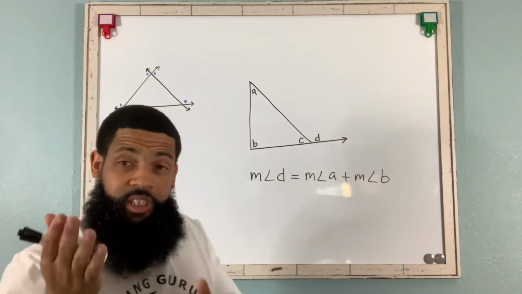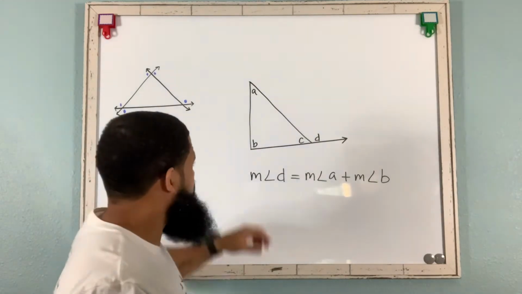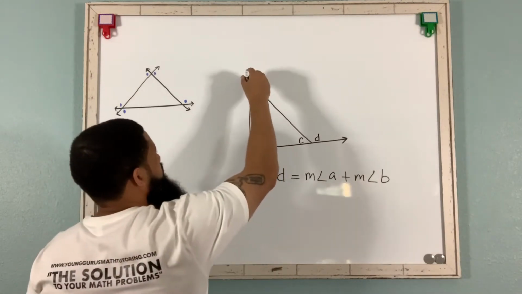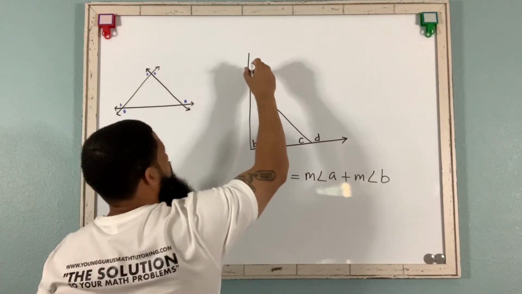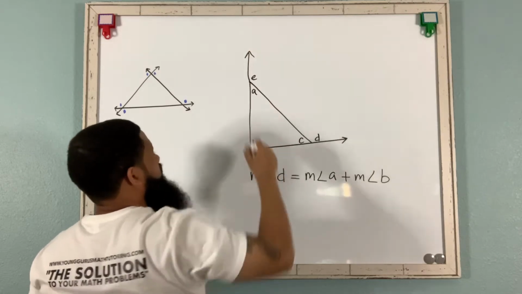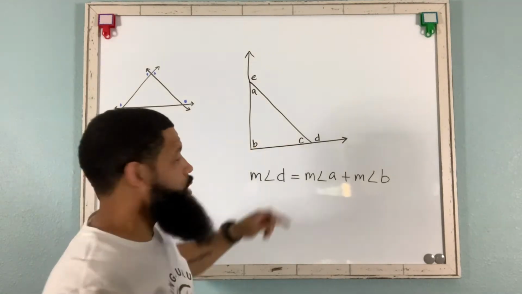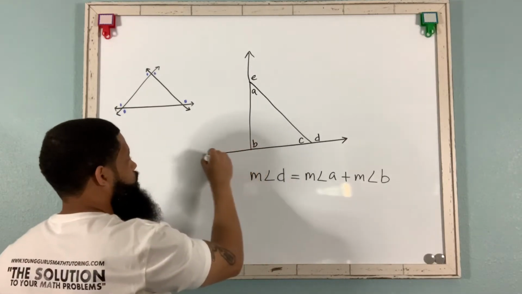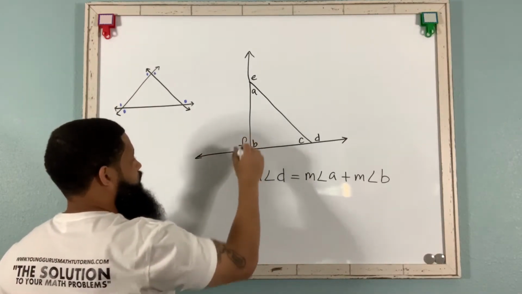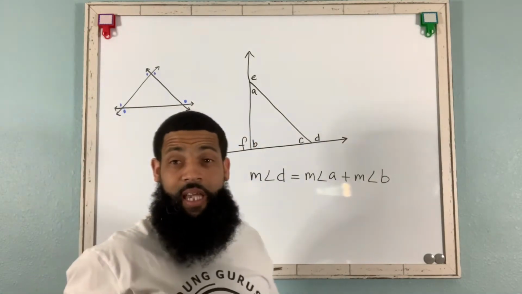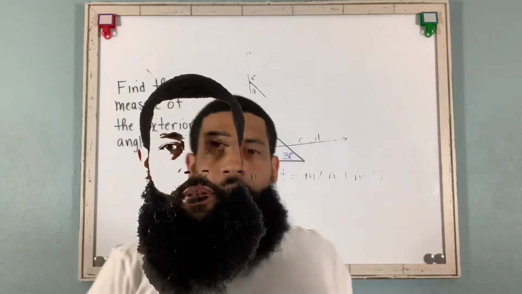Adjacent angles share a side. So anytime you have an exterior angle, if I was to draw this angle here, and let's say this was angle E, then angle E is equal to the sum of angle B plus angle C. If I drew angle F right here, then angle F would be equal to the sum of angle A plus angle C. Let's do some examples.